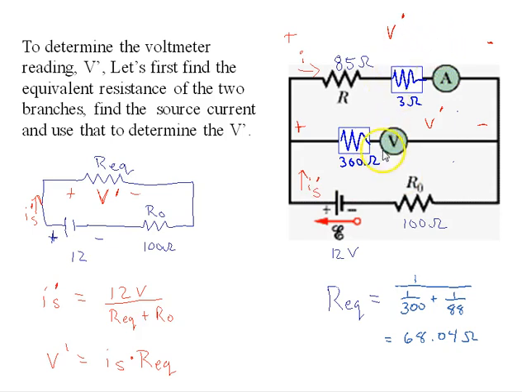And this 300 ohms is quite low for a voltmeter, at least a digital voltmeter like we use. However, it's not so unusual if it was an analog meter. So try this for homework, and we'll see you with the next video.